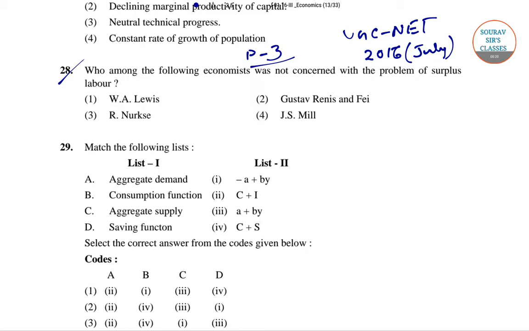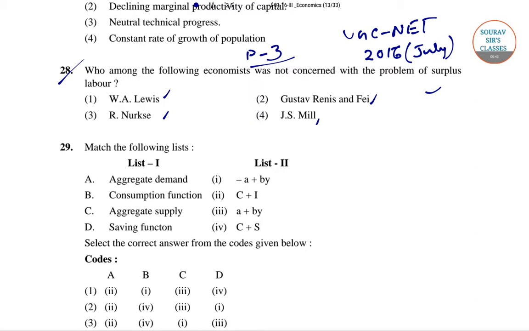In question number 28 it is given: who among the following economists was not concerned with the problem of surplus labor? We have four options: Lewis, Nurkse, Renzi and Mill. We have to figure out which among the following economists was not concerned with the problem of surplus labor.